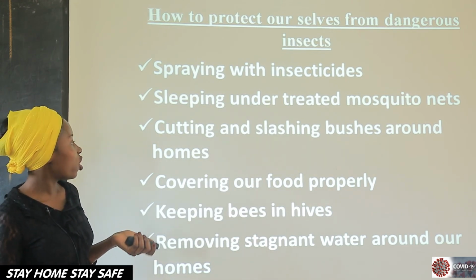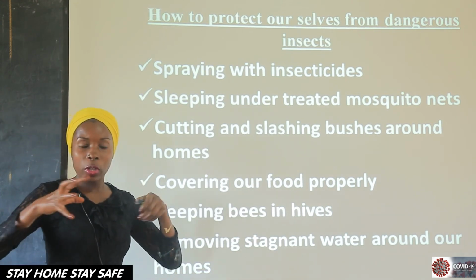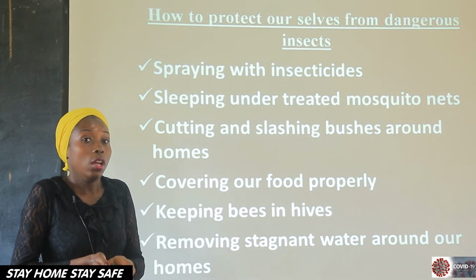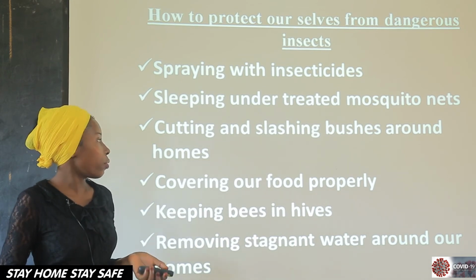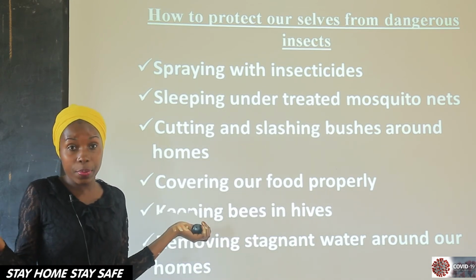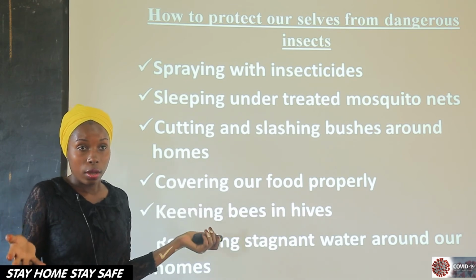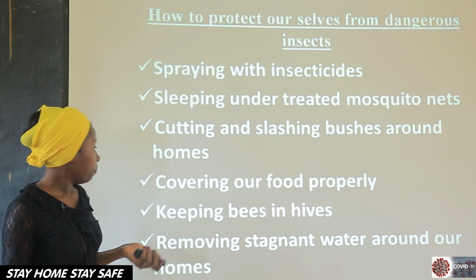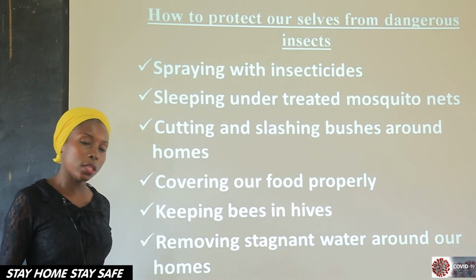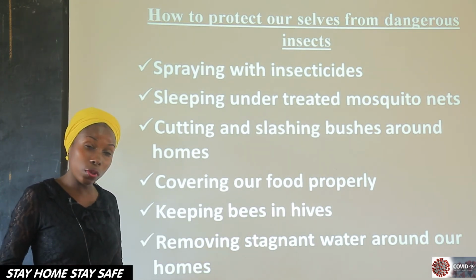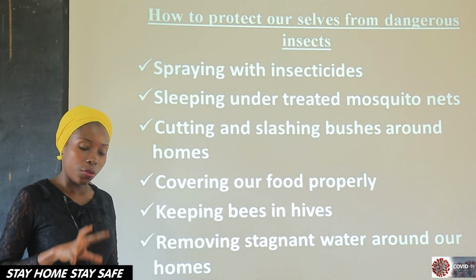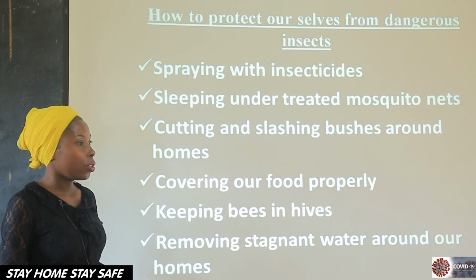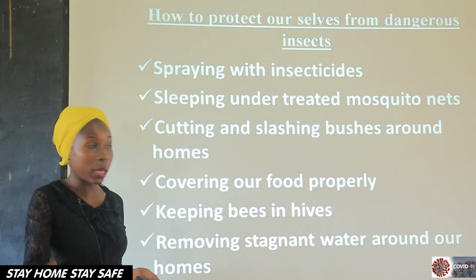Cutting and slashing bushes around home. We said the mosquitoes like laying eggs in the bushes and even in stagnant water. So if you cut and burn the bush around, it won't have a breeding place. So it won't spread, it won't multiply. So we will get rid of them. Covering our food properly. If you've eaten and you feel you're full, spoiling food is not good. Please cover up your food properly, tightly, so that you can maybe warm it up and eat it later.